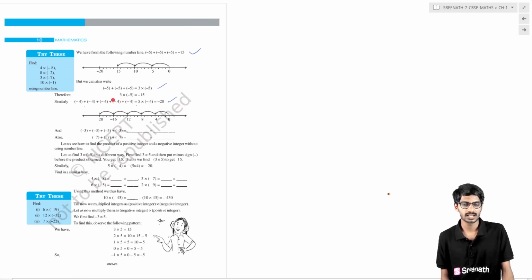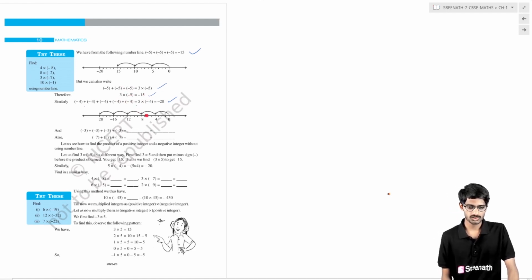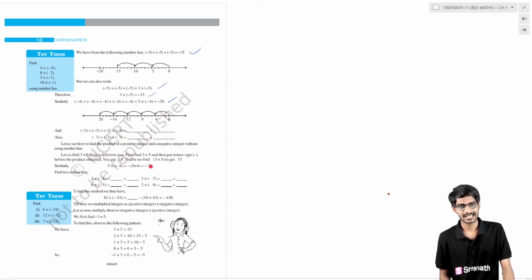If you observe here, in 3 into -5 there is multiplication of one positive integer and one negative integer, and finally we are getting the answer as a negative integer. When multiplying a positive integer and a negative integer, we get a negative integer. So 5 into -4, a positive and a negative, gives a negative integer. It is also minus of 5 into 4, so -20.